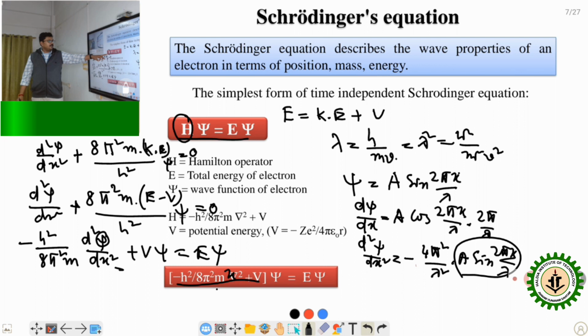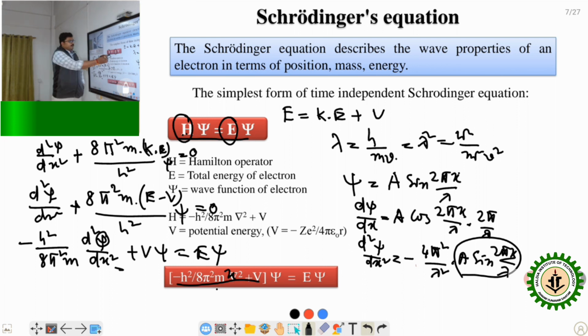What is H? This is an operator, and in quantum mechanics we say that this is a Hamiltonian operator. This Hamiltonian operator is a combination of the kinetic energy part and the potential energy part. So I can say the Hamiltonian operator is also an energy operator, because if I apply this operator on this wave function, I get the energy of this particular wave function.